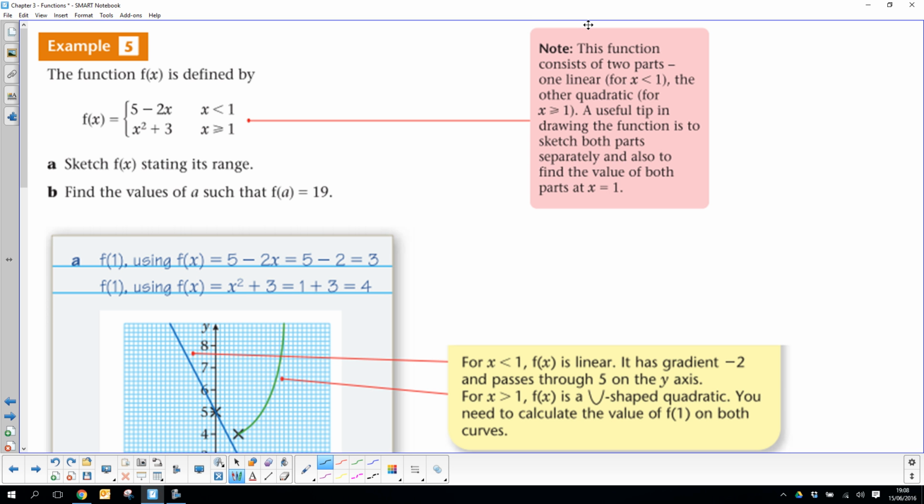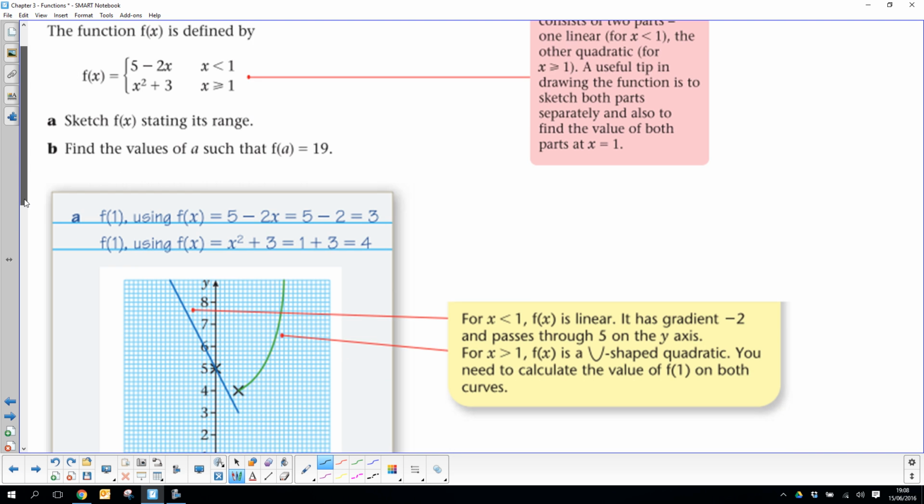Now, example 5 is the first time we encounter almost two functions in one. It consists of two parts, where we have, for f of x, 5 minus 2x when x is less than 1, or x squared plus 3 when x is greater than or equal to 1. Okay, so first of all it says sketch f of x, stating its range.